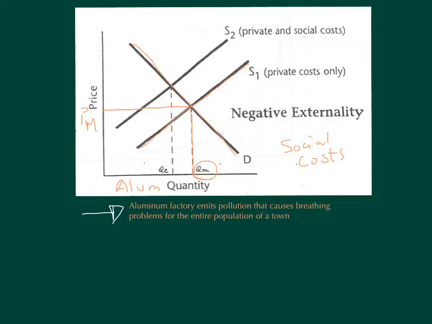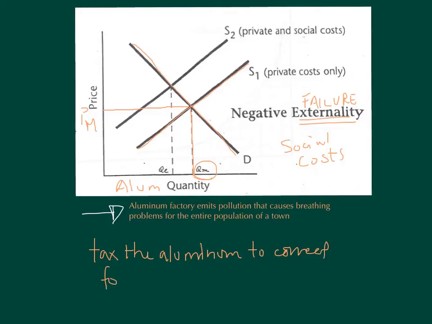So, to correct for this externality, because an externality, remember, is considered a market failure, someone needs to step in. And in this case, it's the United States government. They step in to correct this externality. How do they do this? They do this by taxing. They tax the aluminum to correct for the externality.